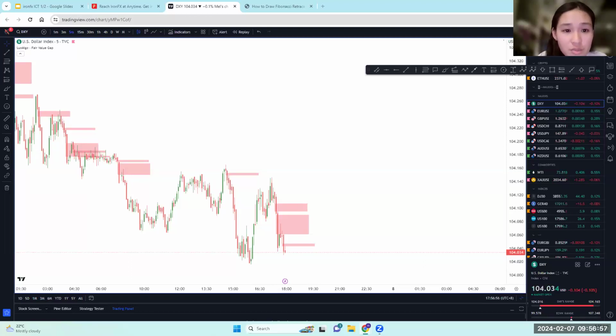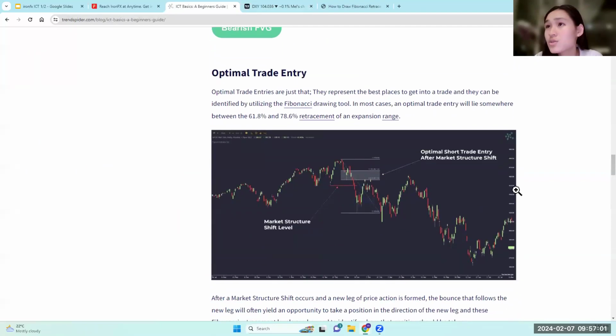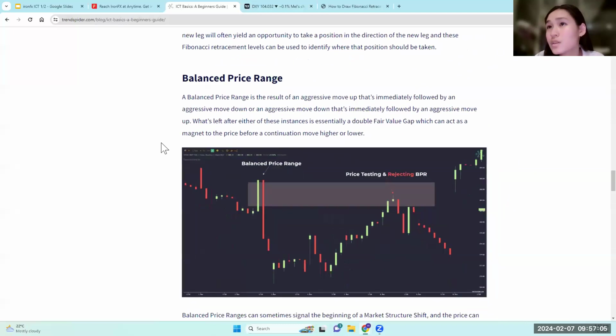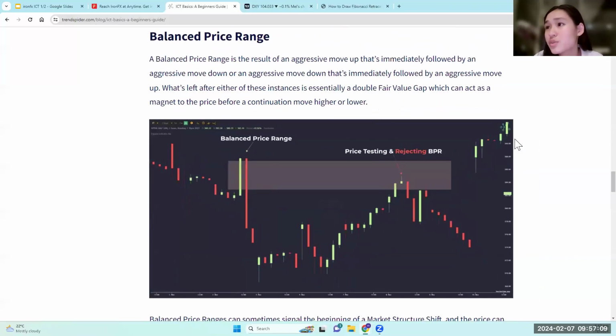So that's what I mean by a double fair value gap. You can look at this website as well. But basically, this is what we are looking at.